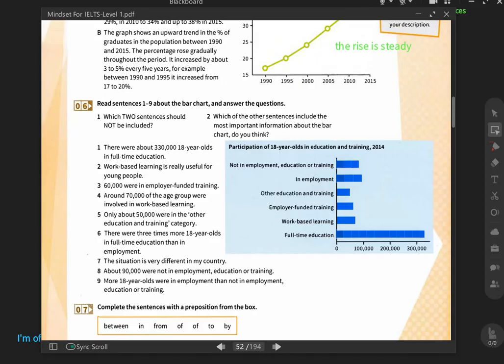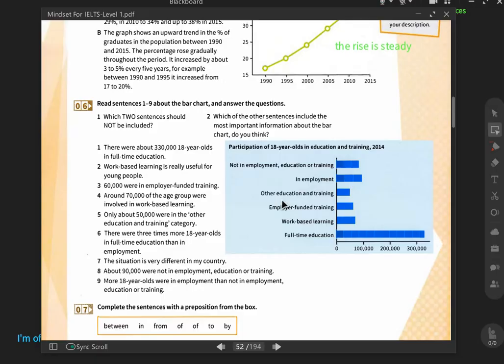I think number one. Okay. There were about 330,000 18-year-olds in full-time education. Do you think we should have it or not? It's extra. We don't need it. Sorry, we need it, you said? No, I think we don't need it.